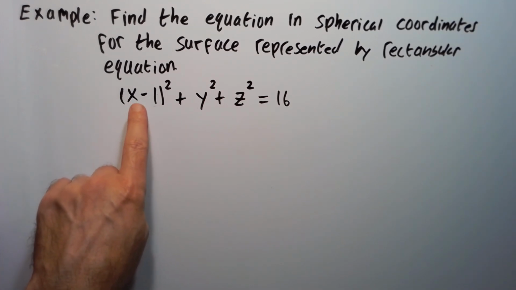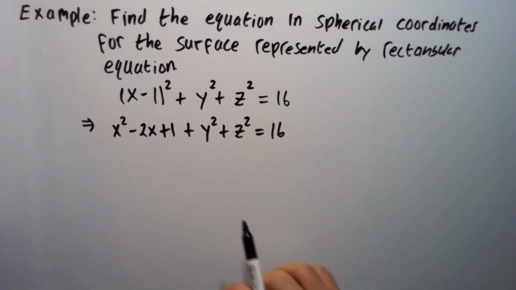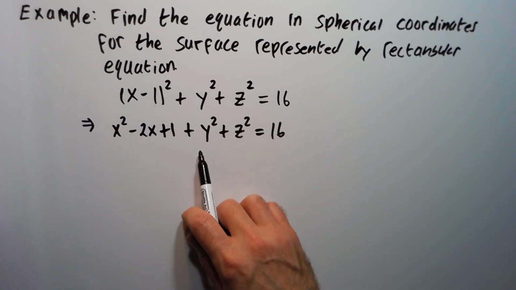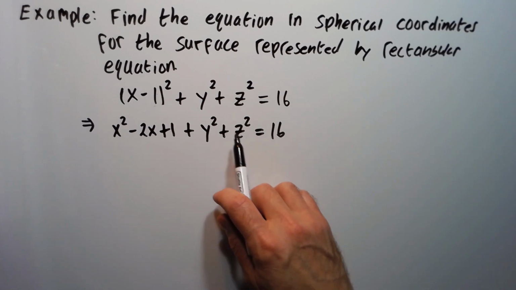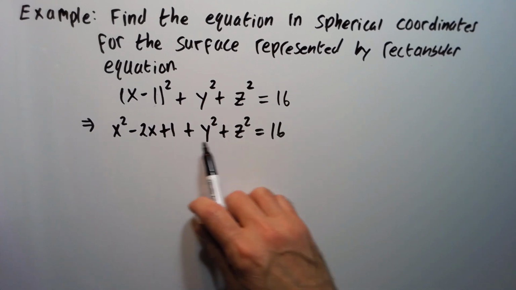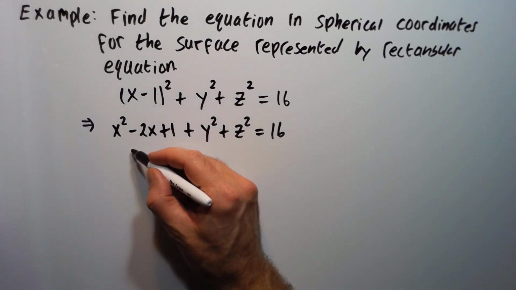Okay, so let's first expand this guy. So it'll be x squared minus 2x plus 1. Let me write that here. So we get this then. Now I want to isolate the x squared plus y squared plus z squared because I know x squared plus y squared plus z squared is rho squared. So let me add 2x to both sides and subtract 1.